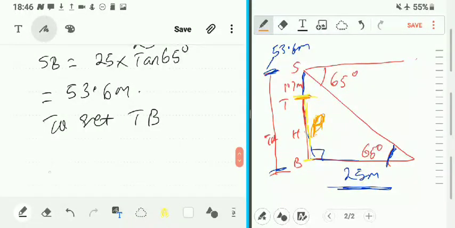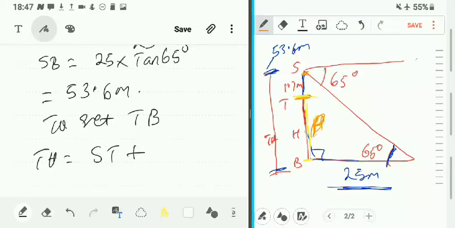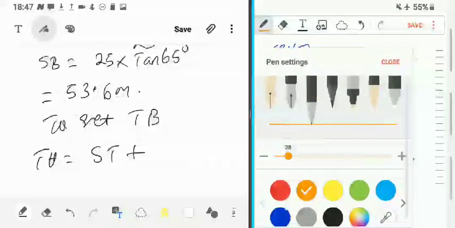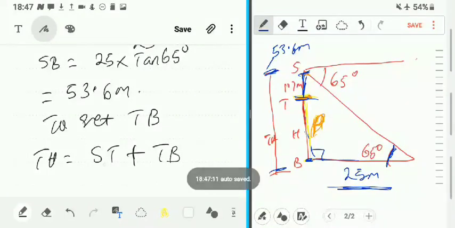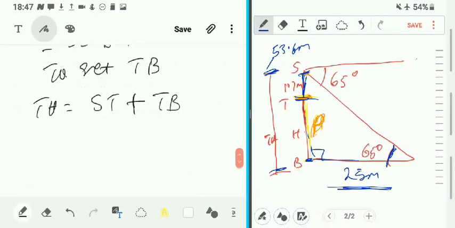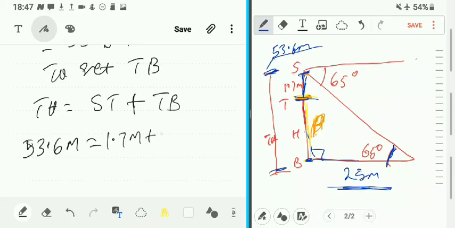Now you know that TH, the total height, is ST plus TB. And the total height TH is given as 53.6 meters, equal to ST, 1.7 meters, plus TB, which we are looking for.